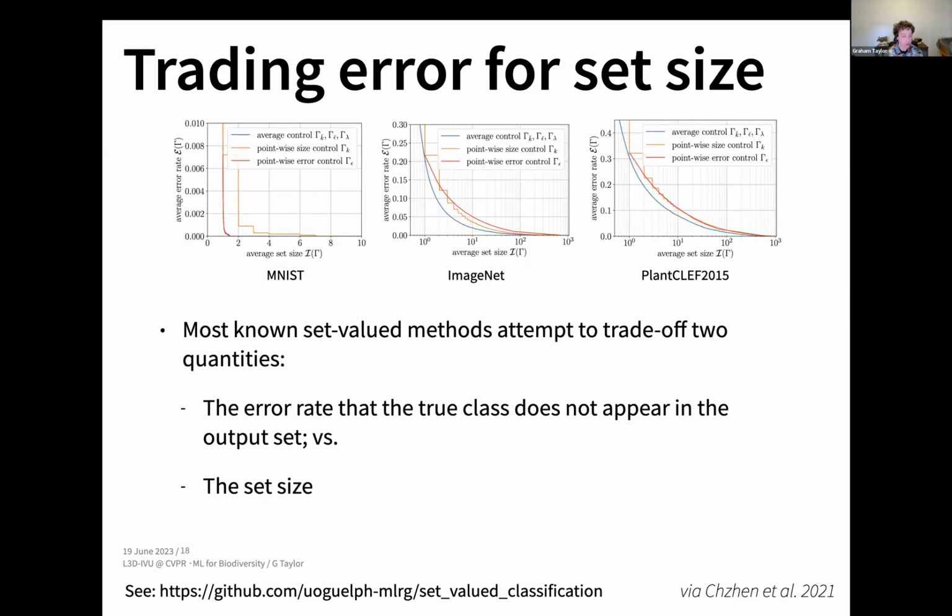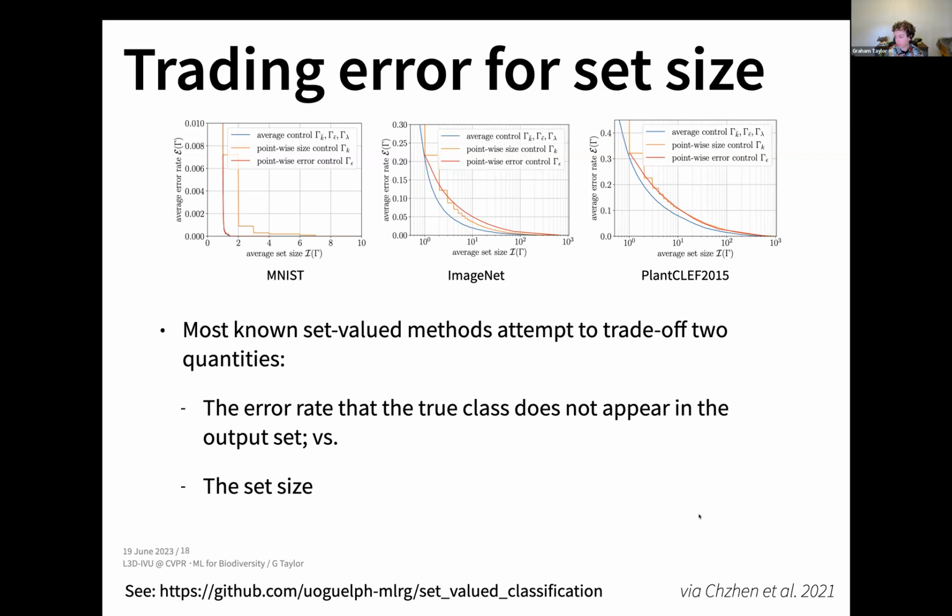Okay, so some of you might now be thinking, well, why don't you just output 1,000 if there's 1,000 classes and have a ginormous set size? And of course, you could do this and have low risk, but it's not a very useful classifier. So most of these known set-valued methods attempt to trade off these two quantities: the error rate, that the true class does not appear in the output set, versus the set size.